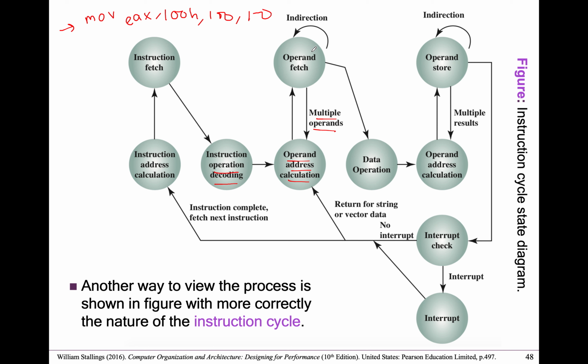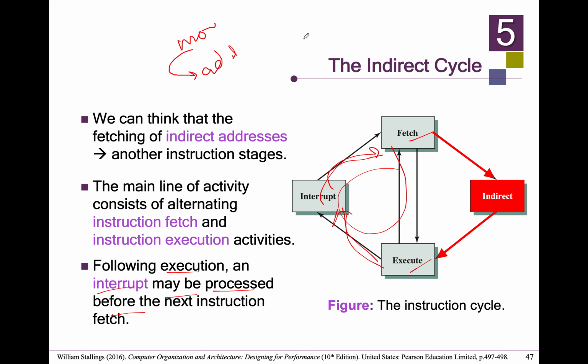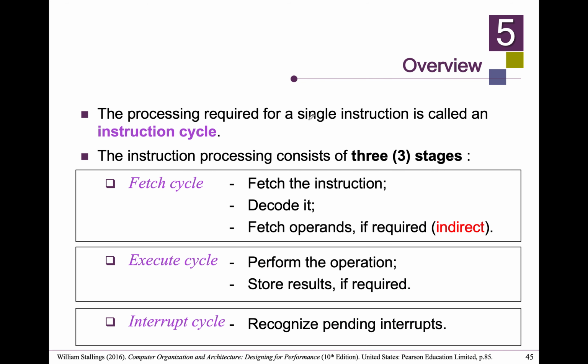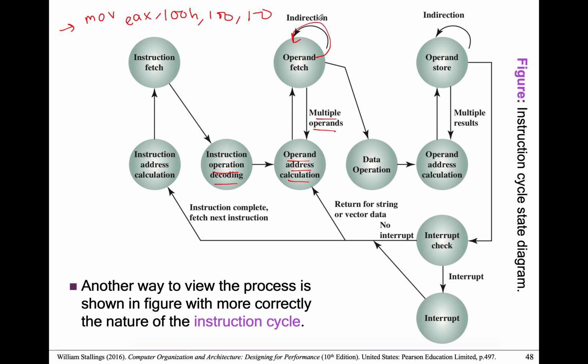You can also have the indirect operation. Same goes here. After you fetch the instruction, you decode. If required, you have the indirect operation, same as in your state diagram. After you finish all the decoding and so on, if necessary with the indirect operations, then you move to your execution.